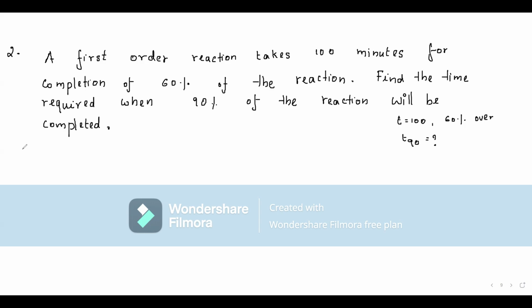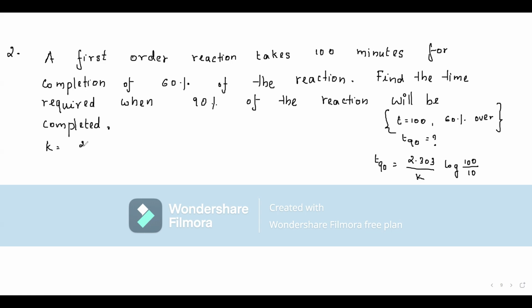Okay, so first of all, to calculate T90, I need the value of K. 2.303 by K log 100 by 10. 90% is over, so there remains only 10%. So 2.303 by K log 100 by 10. All right. But I don't know K. To find out the K, the first data is given.